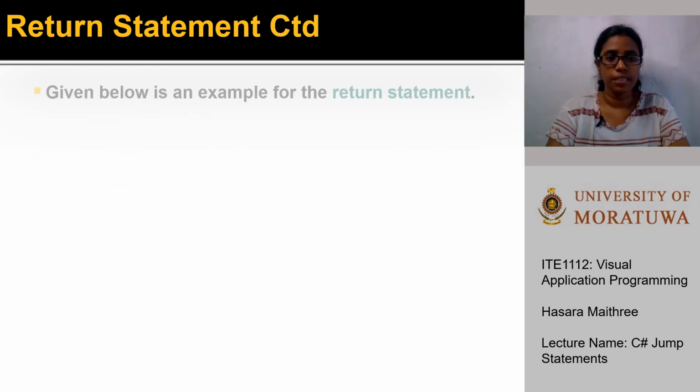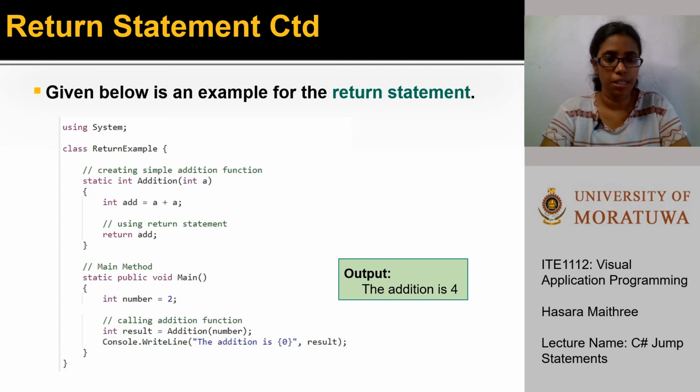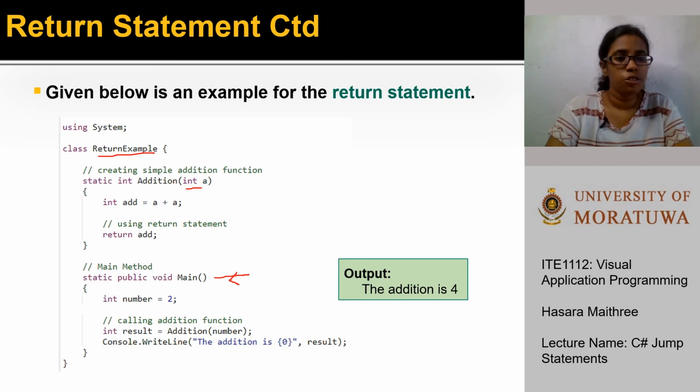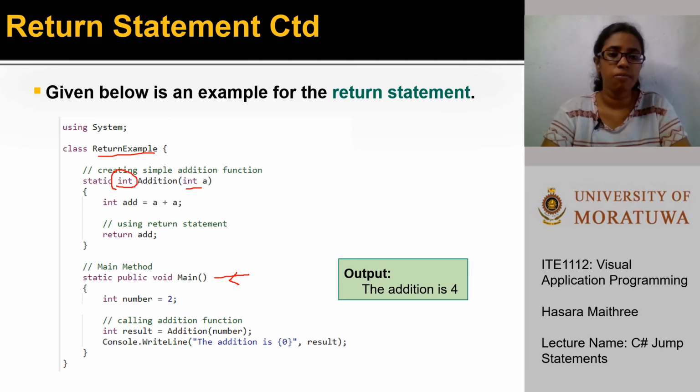Now let's look into an example where we can use the return statement. Here we have defined the class called return example, and this is the main method from which the program execution starts. Additionally, we have another method called addition, and it has a parameter variable of type int, and you can see that the addition method is initialized with the data type int. That means we will be returning a value of integer type.